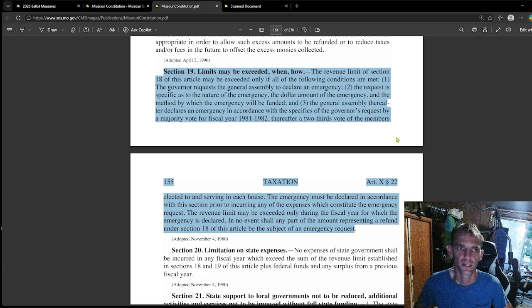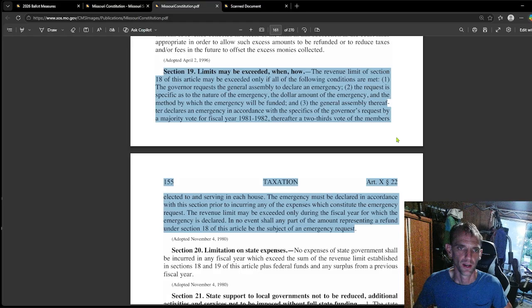Section 19, limits may be exceeded when and how. The revenue limit of Section 18 of this article may be exceeded only if all the following conditions are met. 1. The governor requests the General Assembly to declare an emergency. 2. The request is specified as to the nature of the emergency, the dollar amount of the emergency, and the method by which the emergency will be funded. And 3. The General Assembly thereafter declares an emergency in accordance with the specifics of the governor's request by a majority vote for the fiscal year 1981 to 1982.